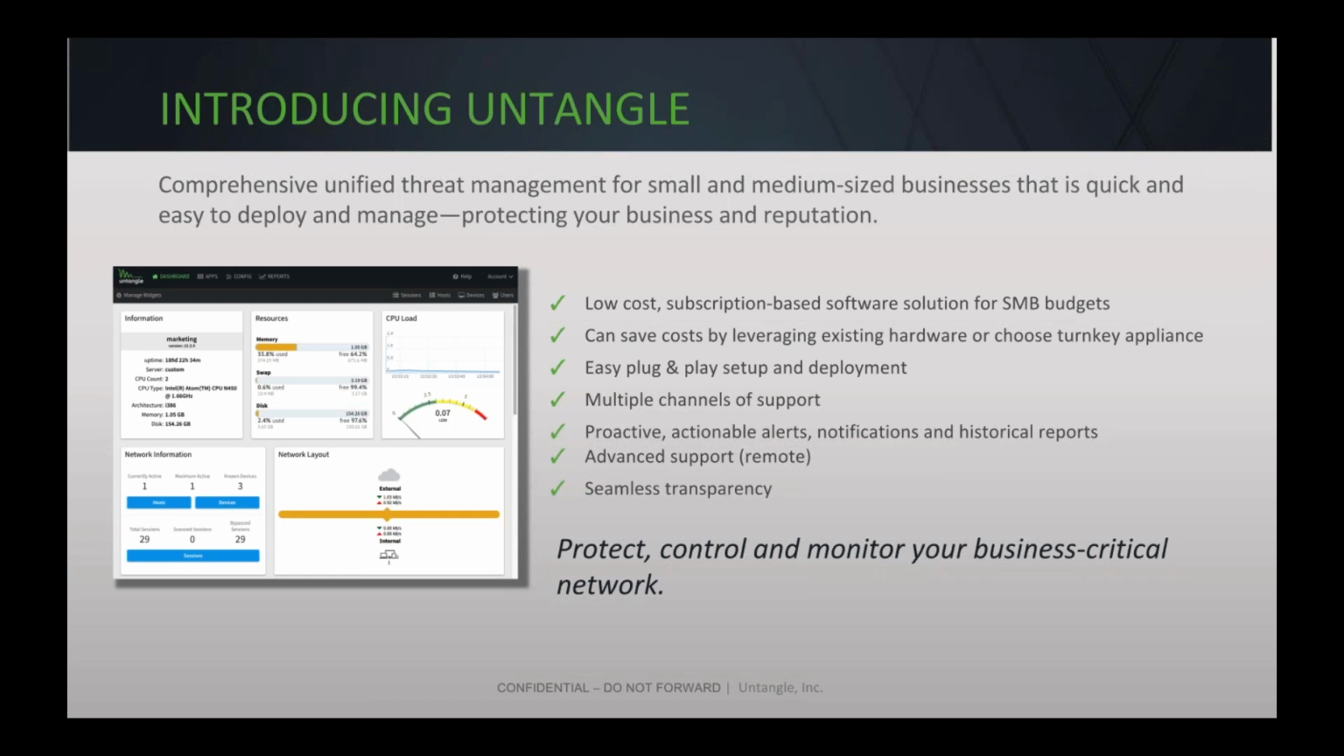So when we get on the network, you instantly get visibility into all the packets we're seeing, all the traffic, and outside of that, we can start doing some pretty fun things with throttling and blocking and things like that. Untangle, to break it down, is a low-cost subscription-based software solution for SMB budgets. So we are a software company. This is a software as a service solution.